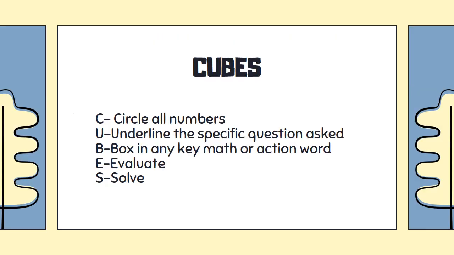CUBES. So C stands for circle the numbers. U stands for underlining the specific question, identifying the specific thing that you have to find. B is box in, that is, you are highlighting the action words. It can be sum, it can be difference, or it can be of a given quantity. So highlighting the keyword is nothing but B, that is boxing it. E is evaluating whatever you have highlighted and underlined, which will help you analyze how to solve. And S, of course, solving and arriving at the final answer.